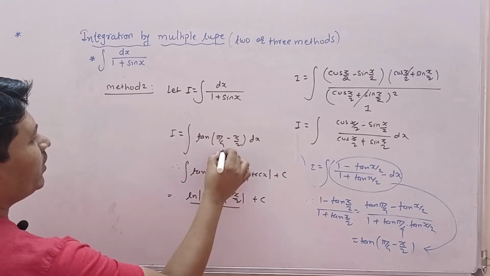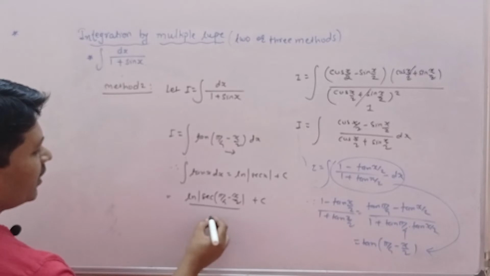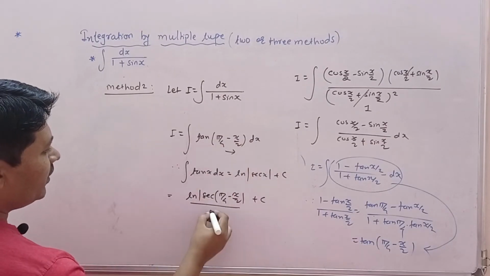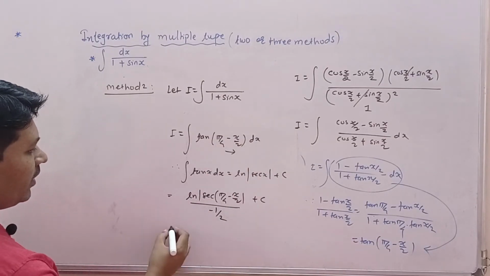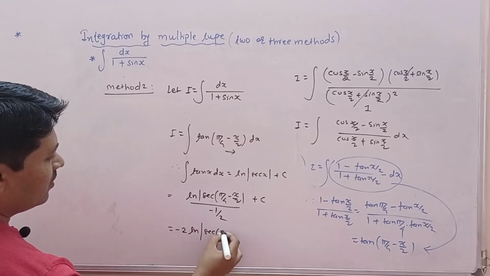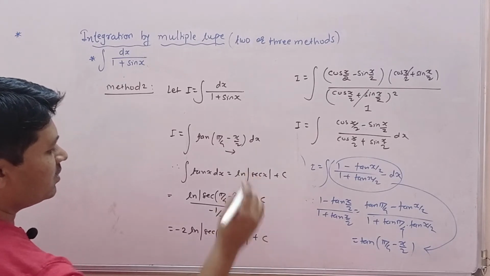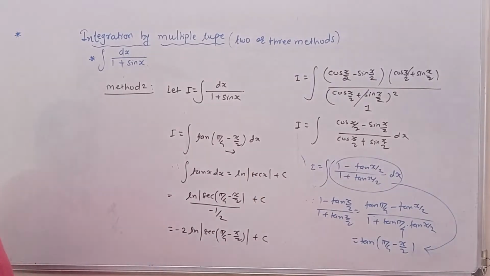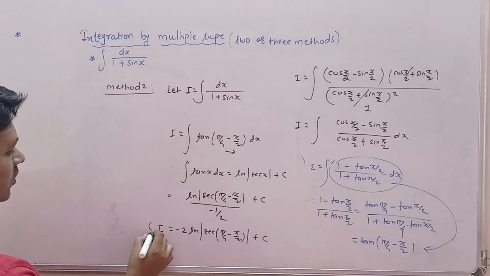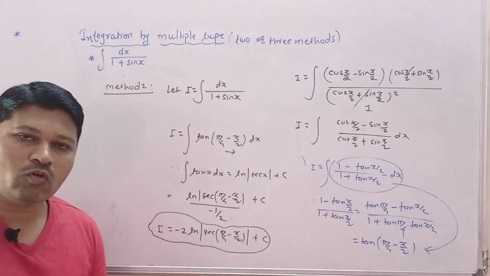And the derivative of this term, pi by 4 minus x by 2, is minus 1 by 2. Therefore we can write minus 2 ln sec of pi by 4 minus x by 2, plus c, the constant of integration. And this is the second method solution, got it.